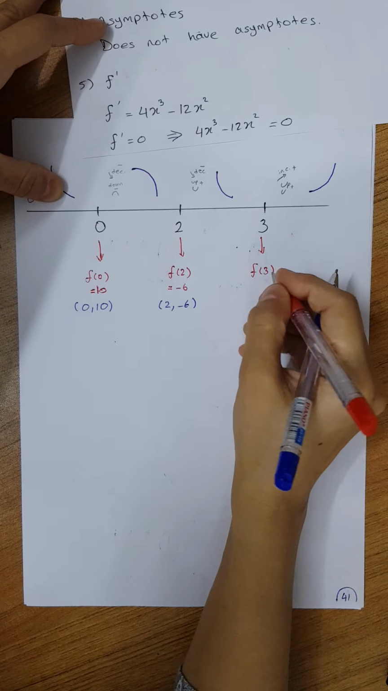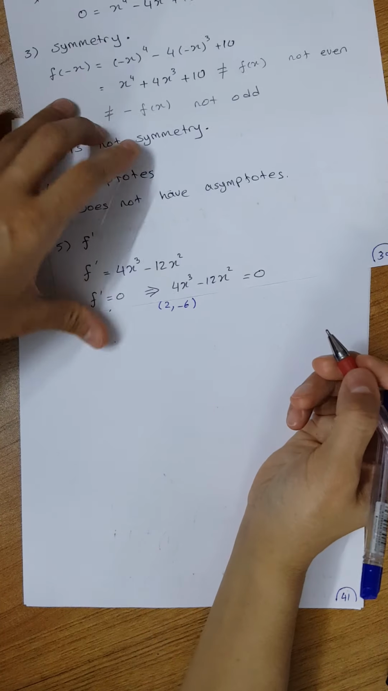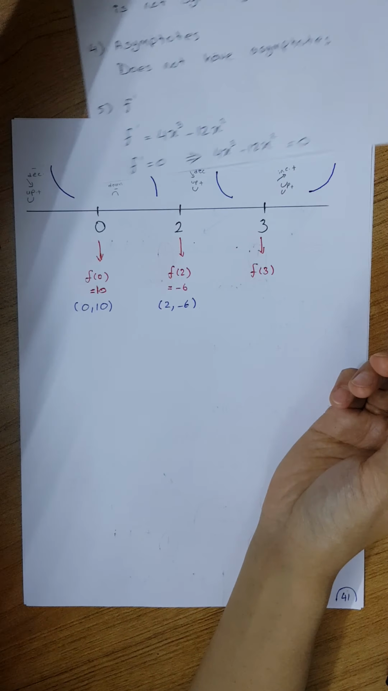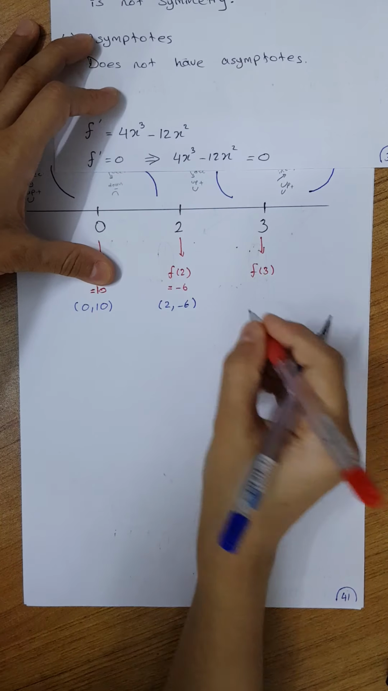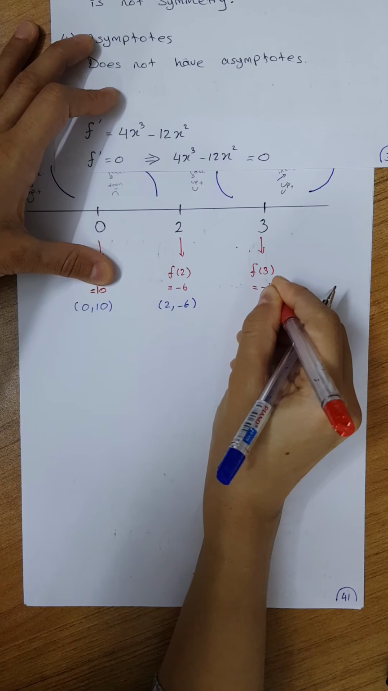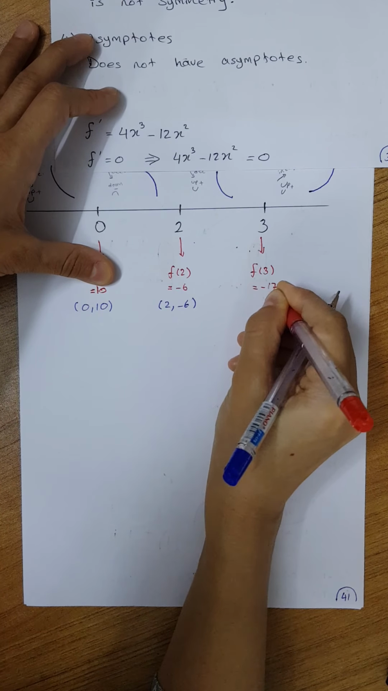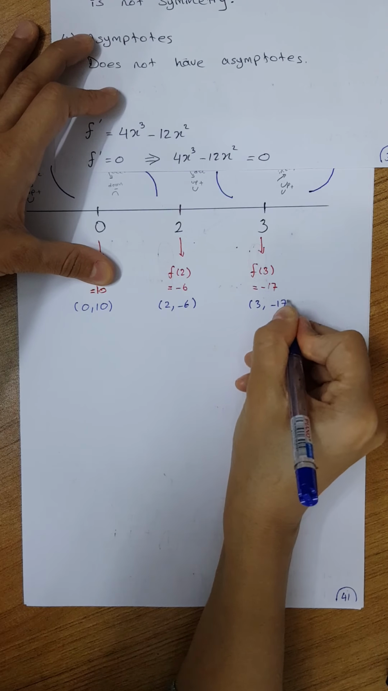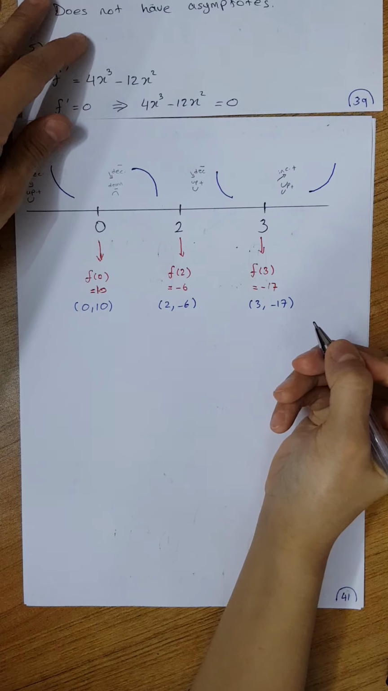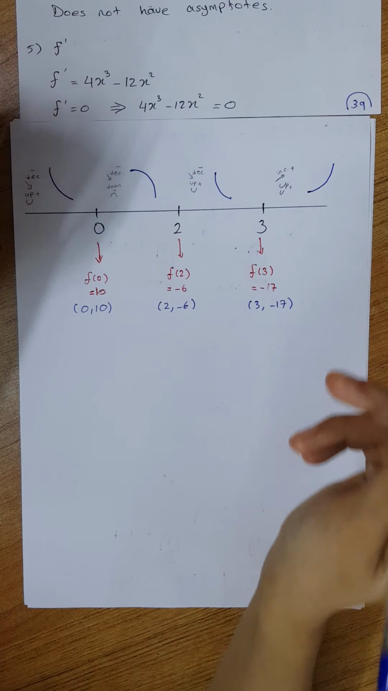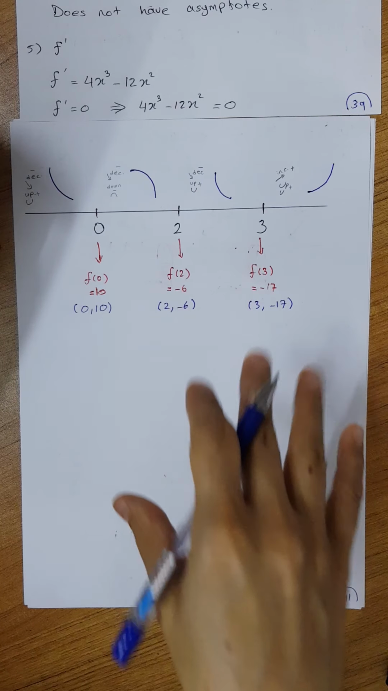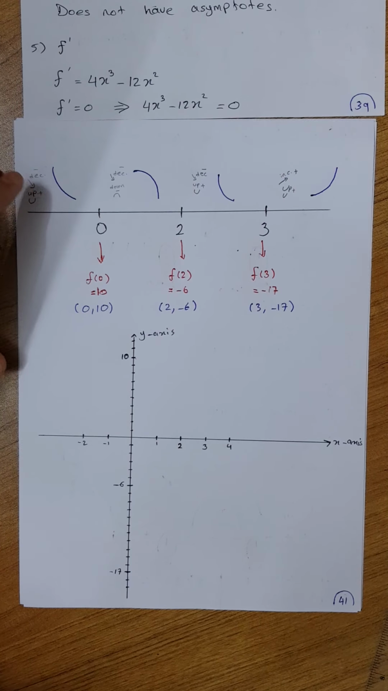If you put 3 into the function, of course, it will be 3 to the power of 4 minus 4 multiplied by 3 to the power of 3 plus 10. You will get minus 17 out, okay? So what is the point that I have got? It's 3 and minus 17. Now, we will do the Cartesian coordinate. We will plot those numbers and then sketch the graph of it.